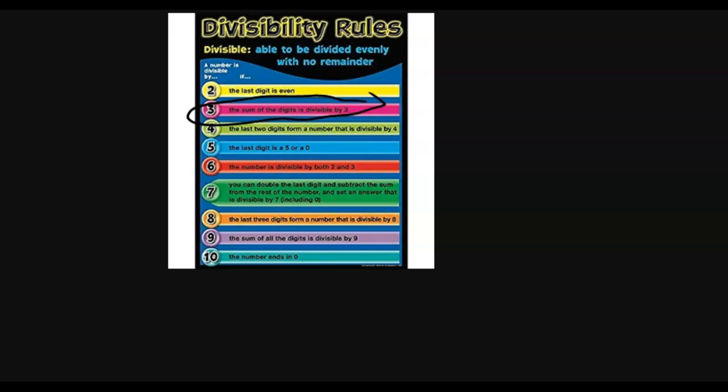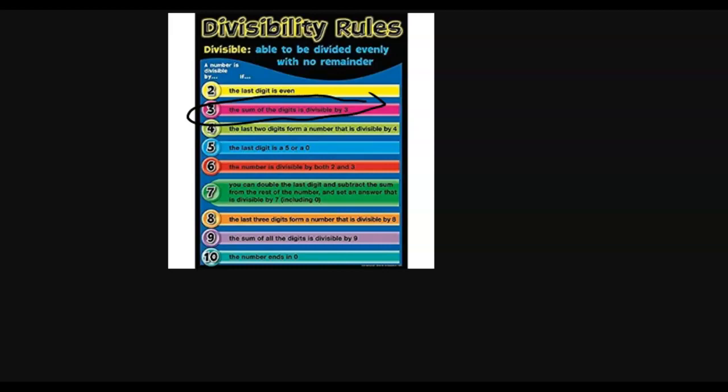And for 4, the last two digits form a number that's divisible by 4. 5 is pretty easy. If the last digit is a 5 or a 0, then it's divisible by 5. For 6, if the number is divisible by both 2 and 3, then that number is divisible by 6. 7, don't worry about it. You won't get a question that asks you what's divisible by 7. But if you ever wanted to know, you could double the last digit and subtract that from the rest of the number, and get an answer that is divisible by 7.